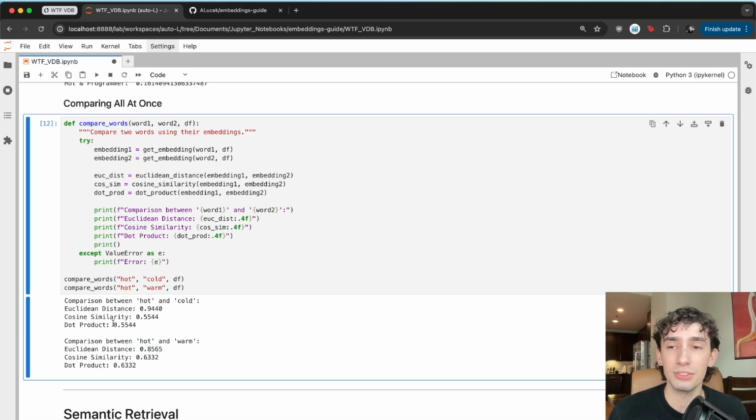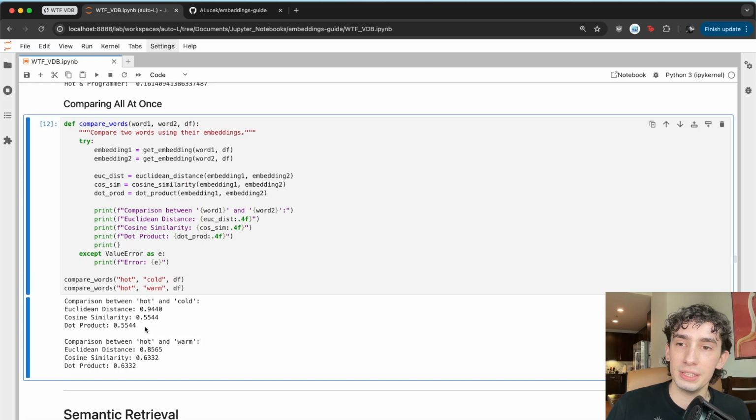And then of course, cosine similarity and dot product, which since we're using normalized vector embeddings are going to be the same here, are showing a less large positive number for hot and cold than we're seeing with hot and warm, which means that, of course, the angle is telling us that these vectors are more similarly directioned together for hot and warm, meaning that, of course, hot and warm are more similar according to cosine and dot product.